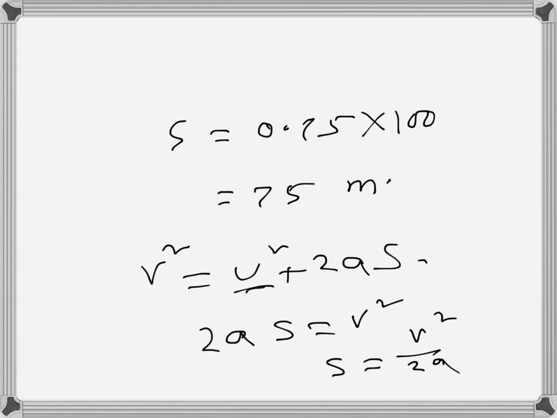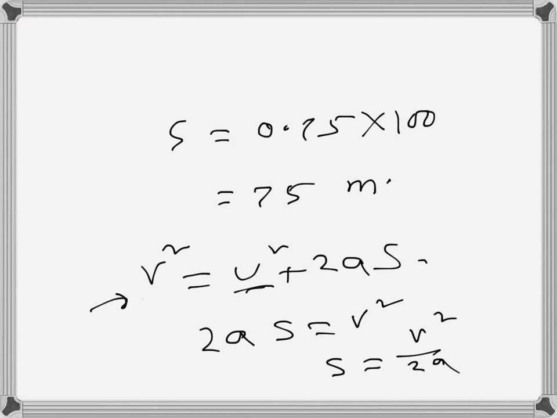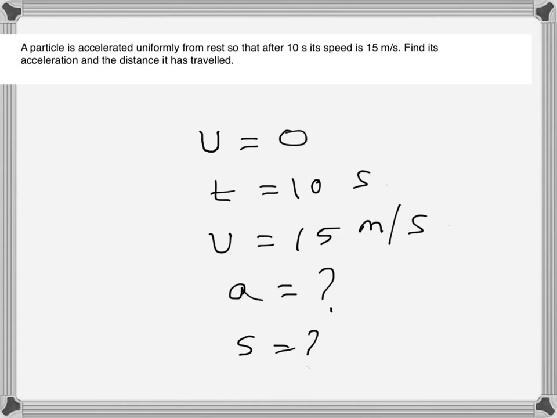We could have used this equation or the other one, so this one or this one, both give us the same results. So yeah, it's always best to first write down what we know and what we need to find out, and then we can figure out which equation we will have to use to find out the unknown ones.